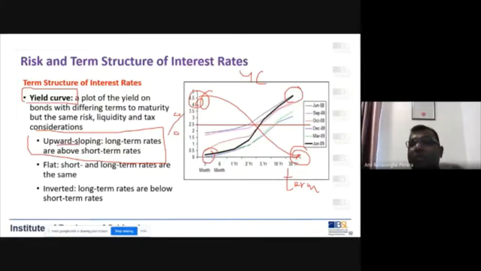One more thing, if you look at the yield curve, you will see there are various time periods, June, September, likewise. So each line indicates the relationship between interest rate and the term at each period. If you look at all these different lines, you will see over the period, the yield curve has shifted upwards. Oh, shifted downwards. So that indicates the movements of interest rates over a particular period of time.